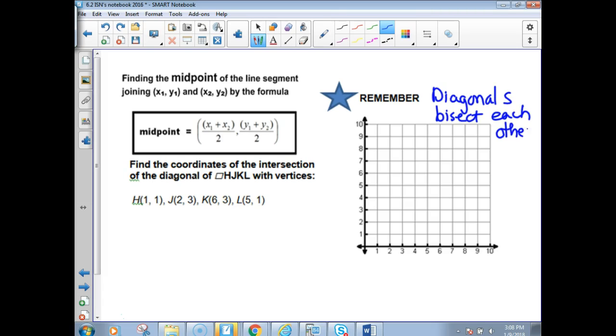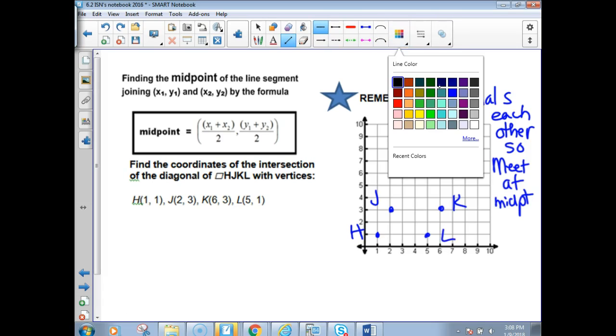So if they bisect each other, where are they going to meet? So they meet where? At the midpoint, yep. That's the whole point of this. So what we're going to do is draw where these points are: H (1, 1), (2, 3), (6, 3), (5, 1). And then I'm going to connect them.